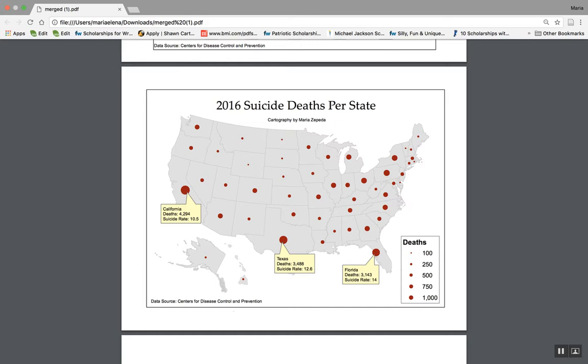I also use callout text to identify the 3 states with the highest number of deaths, which were California, Texas, and Florida. And I provided the number of deaths and the suicide rate pertaining to that state.